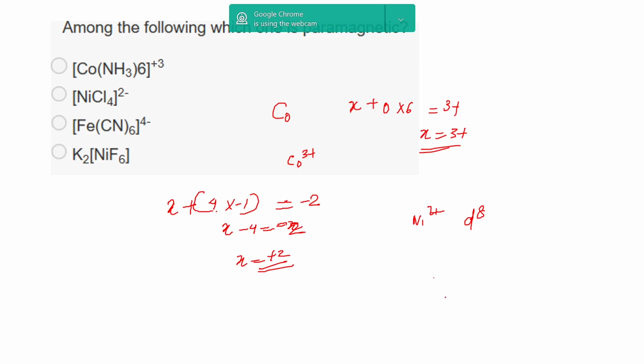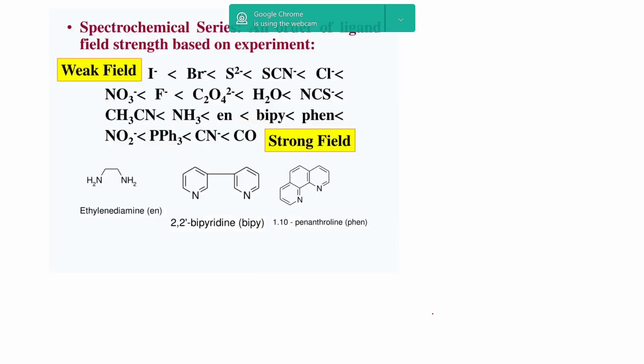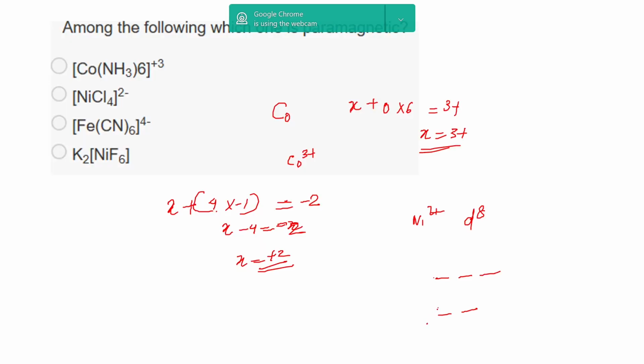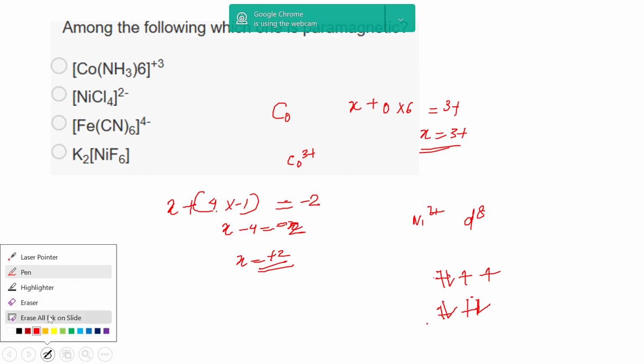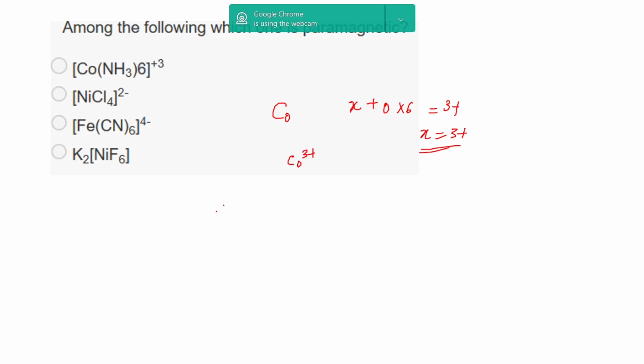So here this is NiCl4, which is definitely tetrahedral. So the e level will come first, then t2. Again, this is a weak field, so first we will singly occupy, then we will pair. So 1, 2, 3, 4, 5, 6, 7, 8. So this is also paramagnetic in nature, right? Is it clear? Okay.